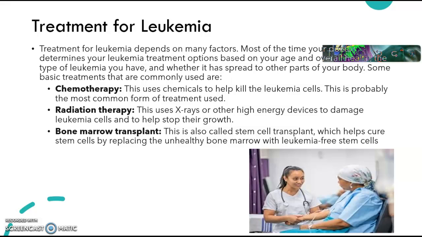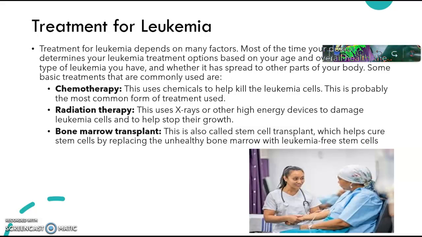One is chemotherapy. This basically uses lots of chemicals to help kill the leukemia cells, and it's probably the most common treatment used. This is the same method that my aunt used when she got diagnosed with leukemia, so I know from personal experience that it's very useful and very helpful.